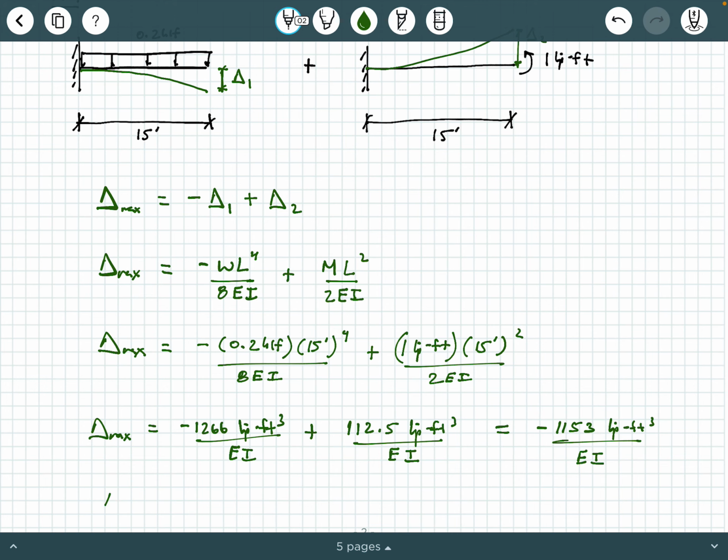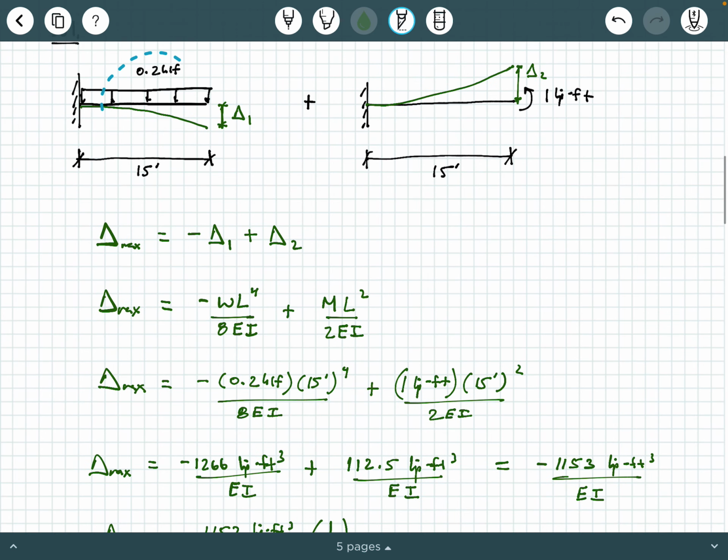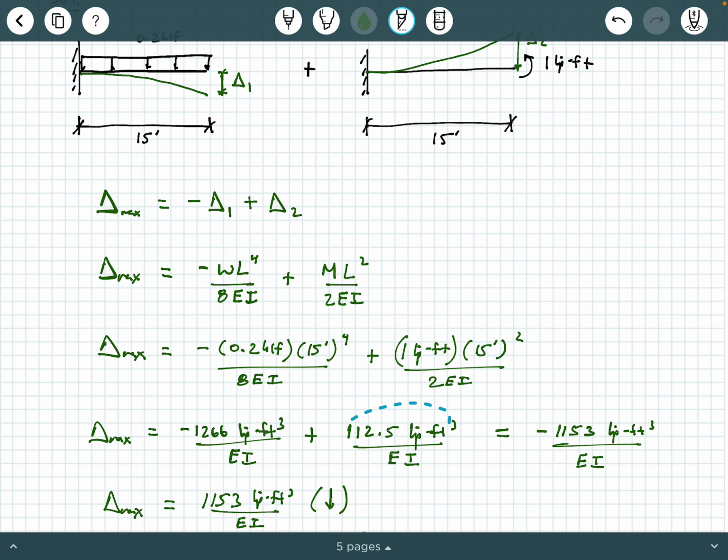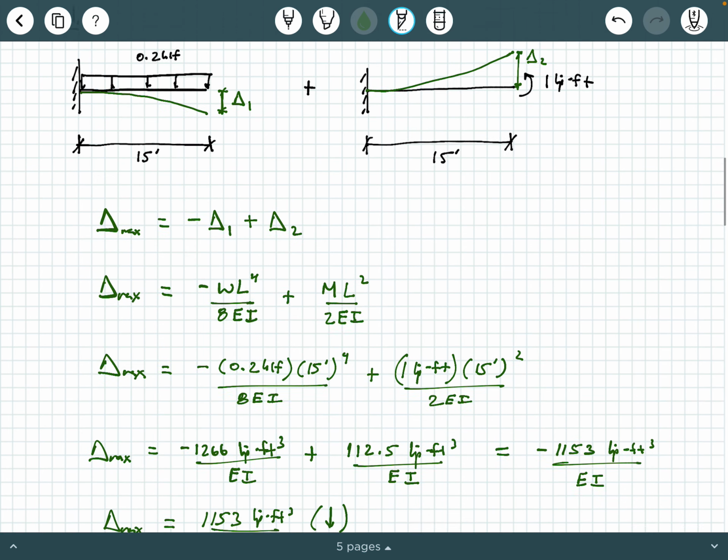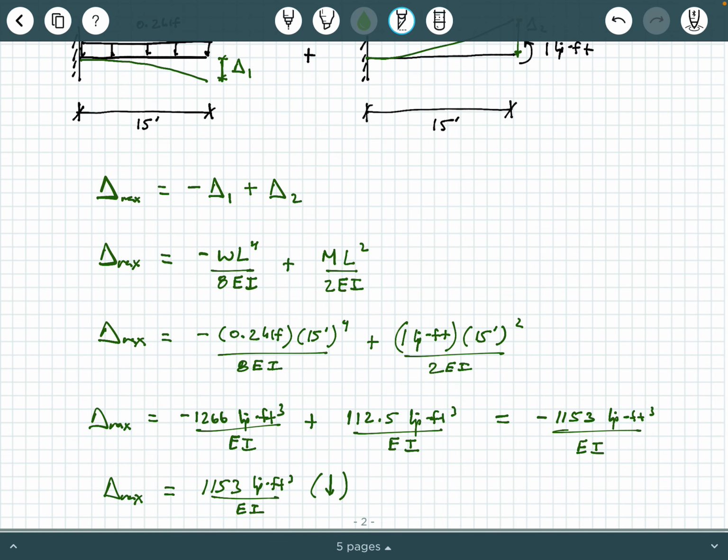And what does that negative indicate to us? Well, that indicates that we have a downward deflection. So ultimately, this deflects downward, 1153 kip feet cubed in the numerator over EI. All right. So again, that numerator has these units, and this is going to be a downwards deflection. And that's pretty obvious when you look at these numerical values. That first term that is due to the uniform load is much larger than the magnitude of the second term due to this applied couple moment. So even though that applied couple moment is lifting this beam up a little bit by its free end, that uniform load is pushing it down more than the applied couple moment is lifting it up. So you have a net deflection downwards.